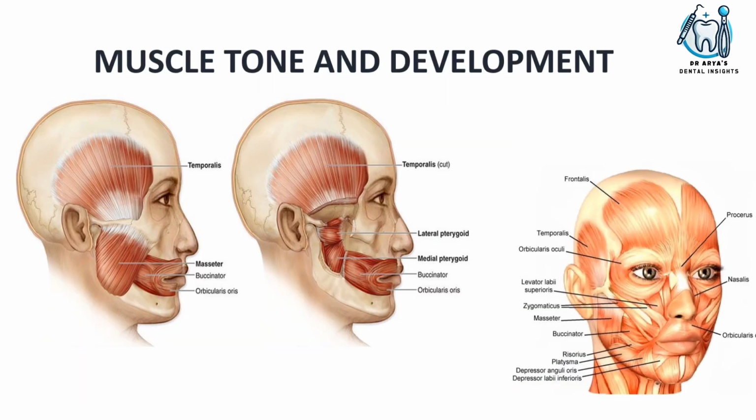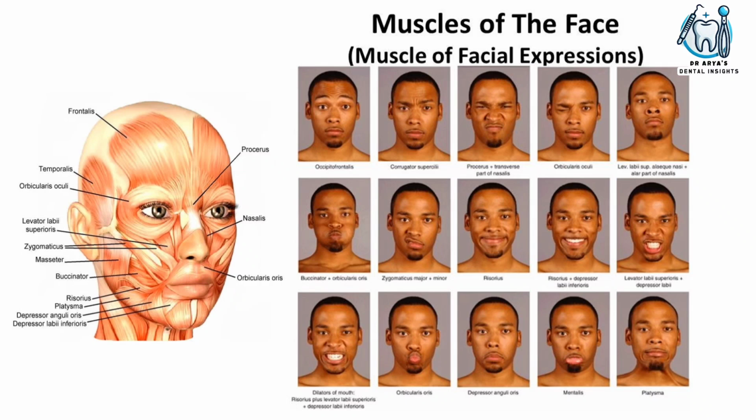Coming to muscle tone and development, the musculature surrounding the mouth plays an important part in the stability of the prosthesis. The first and second pictures show the muscles of mastication, and the third picture shows the muscles of facial expression. Muscles of mastication have been already discussed in my previous lectures. You can go through that. And here are the muscles of facial expression. The facial muscles help in making the facial expressions. These are the various facial expressions.